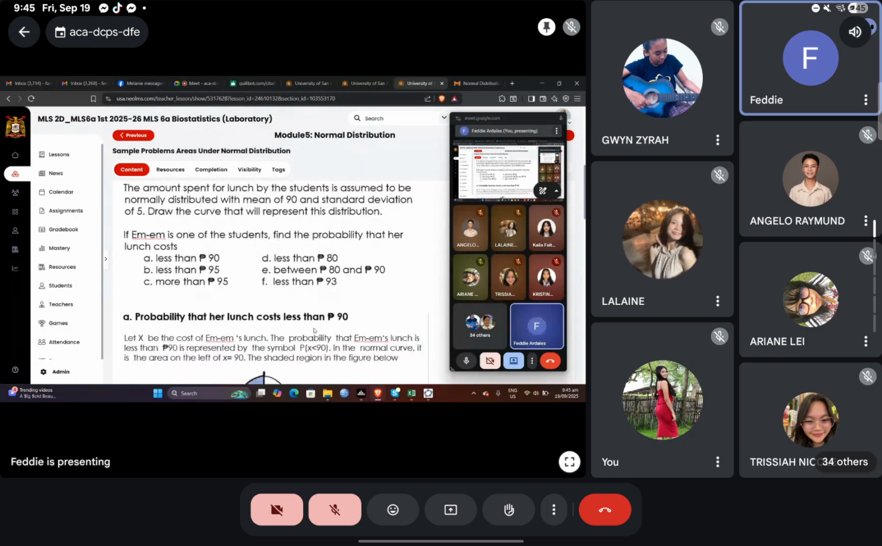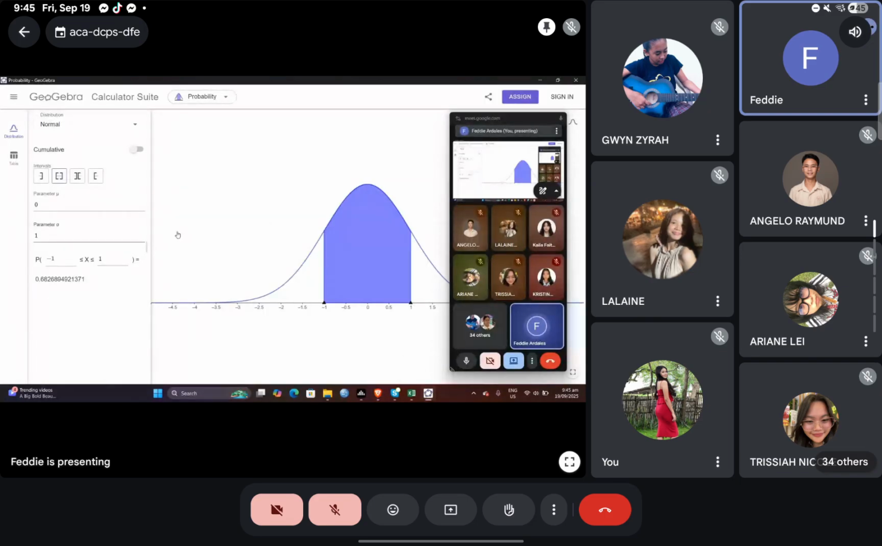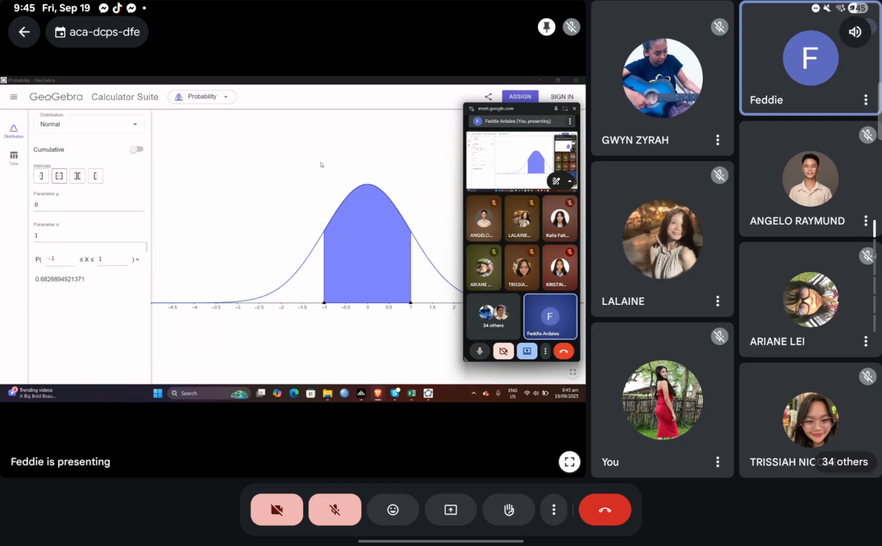Okay, take note. If you have your GeoGebra, please bear with me. All you have to do is open your GeoGebra. Beside here, you can check graphing, 3D calculator, geometry, and also probability. So click on probability. Then you can select for the intervals.